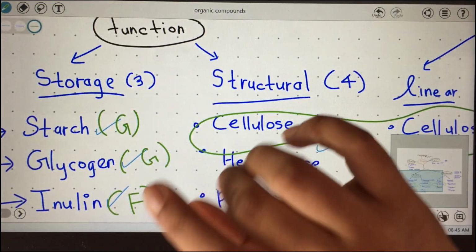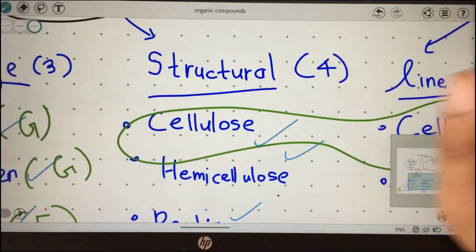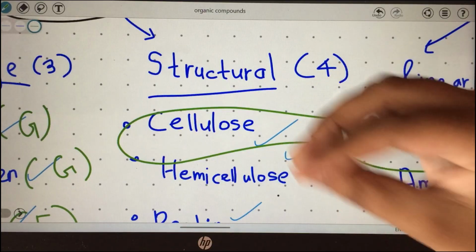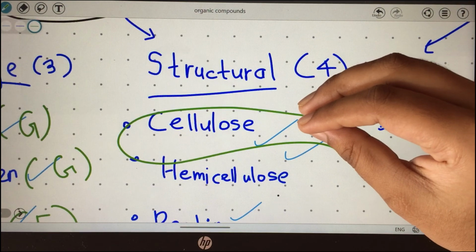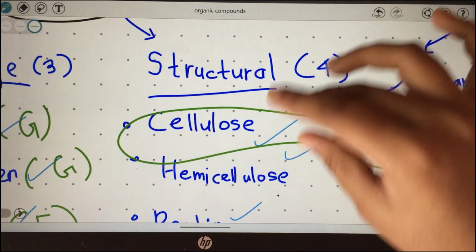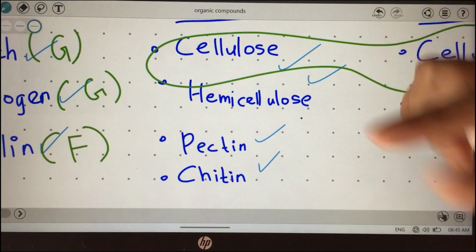And then under structural, you can remember cellulose again in the cell wall of plants and chlorophytes. Hemicellulose is going to be found in the cell wall of plants. Pectin is going to be found in the middle lamella of plant tissue.